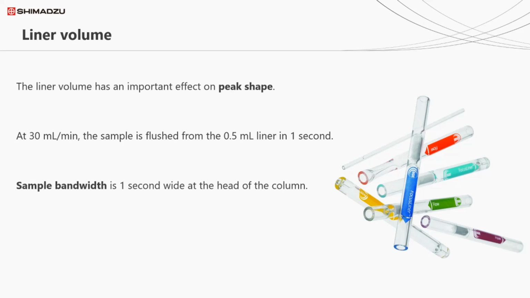As we know from our last session on columns, as a compound spends time on the column, the peaks broaden. So if it starts at 1 second, it's safe to assume that by the time it reaches the detector, it will be wider than 1 second. Now for packed columns this is okay, because we're expecting wide peaks anyway, perhaps around 10 seconds, depending on the column conditions.